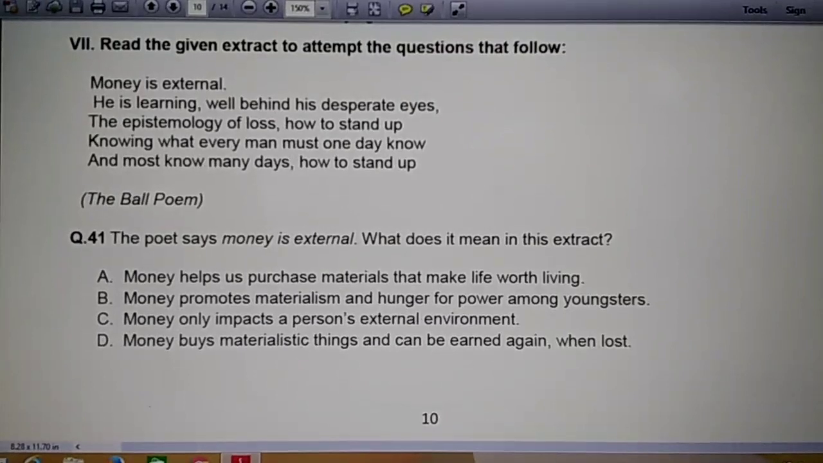Read the given extract to attempt the questions that follow. Money is external. He is learning well behind his desperate eyes. The epistemology of loss. How to stand up knowing what every man must one day know and most know many days. How to stand up. The ball poem.